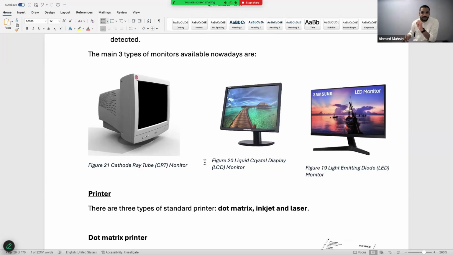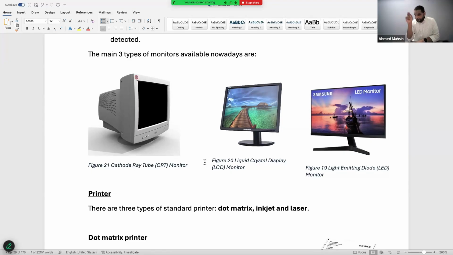You all need to know the meaning of these two words. I'll give you 30 seconds to go through them: liquid crystal display and light emitting diode. How LCD and LED work is not a part of your syllabus. Can you remember those two words? So CRT stands for cathode ray tube. You all need to know what these words stand for.